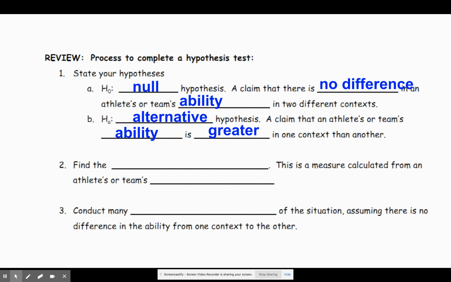Step number 2 is we want to find what's called the test statistic. And this is a measure that we calculate from an athlete's or team's performances. So we might have some data, for example, that allowed us to calculate the proportion of the games that the team won at home versus the proportion of games that they won away.